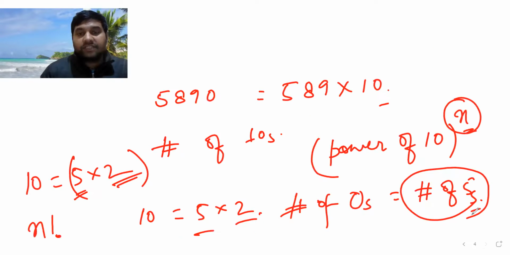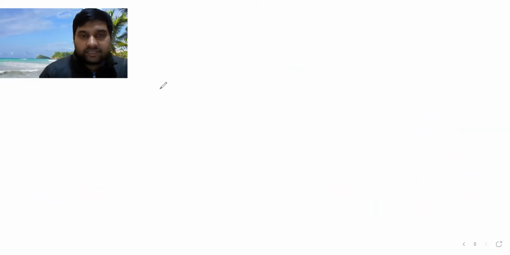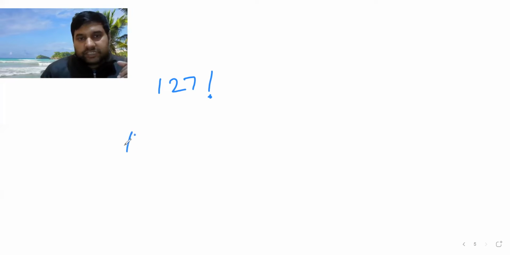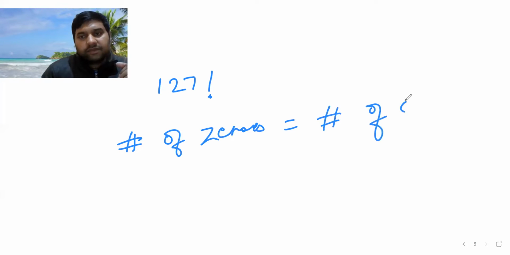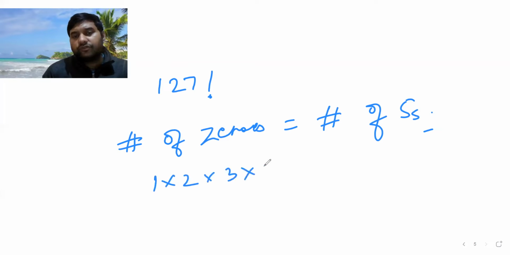Now let's come to the other example, the example that we considered, 127 factorial. This is something that you cannot even break down, and you have to find the number of zeros. If it is expressed in a factorial form like this, then the number of zeros, as we have just read, is nothing but the number of 5's. Because see, 1 into 2 into 3 into 4 into 5. Let's consider 5 factorial.